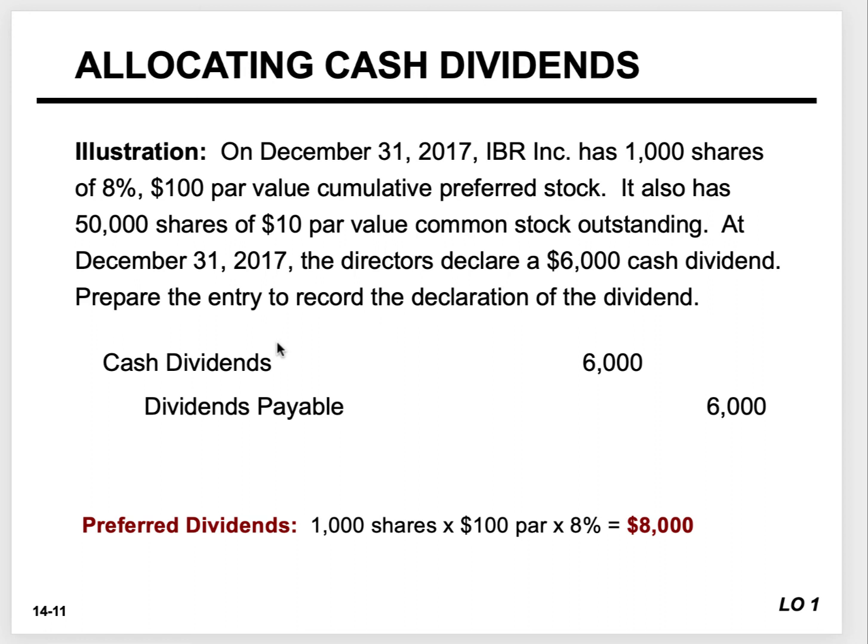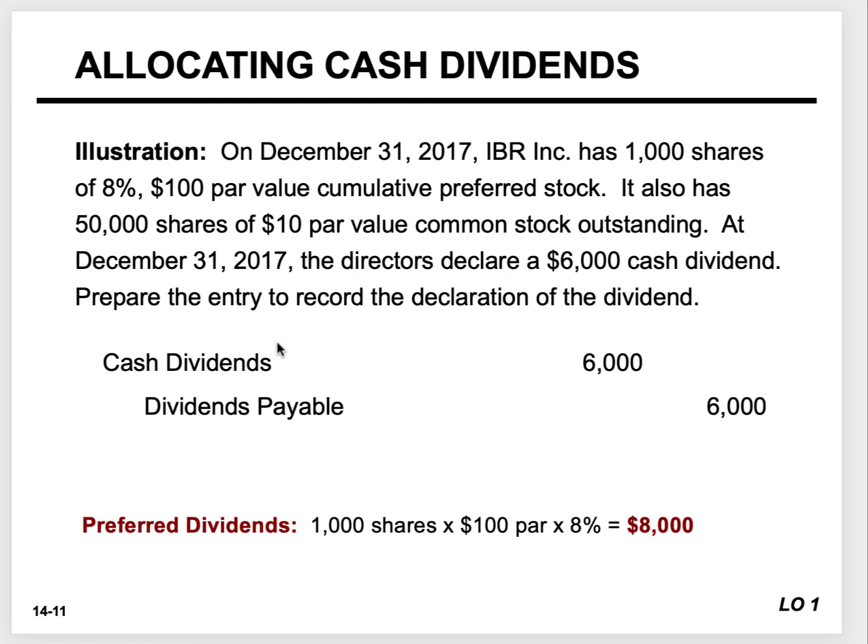What do you mean by that? Well, there are 2 types of preferred stock, cumulative or non-cumulative. Cumulative means that I need to receive any dividends in arrears before common stockholders get any dividends. So they tell us that it also has 50,000 shares of $10 par value common stock outstanding.